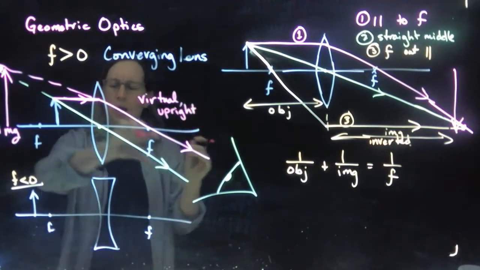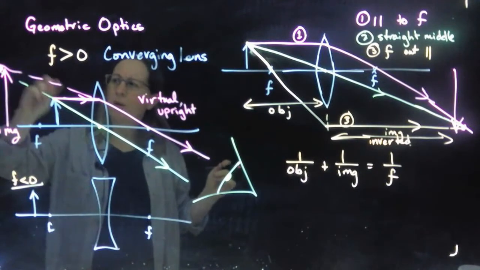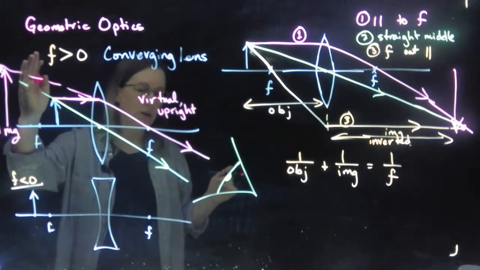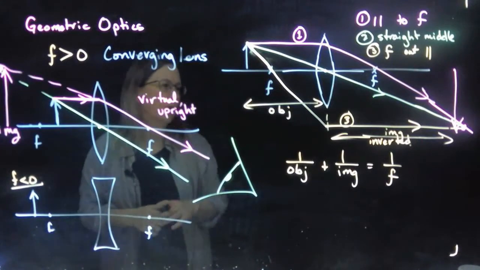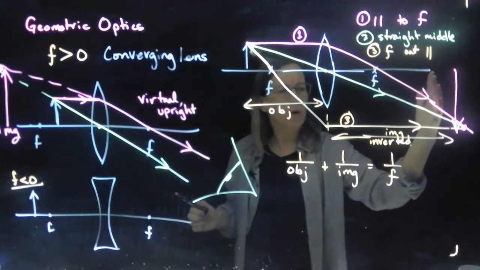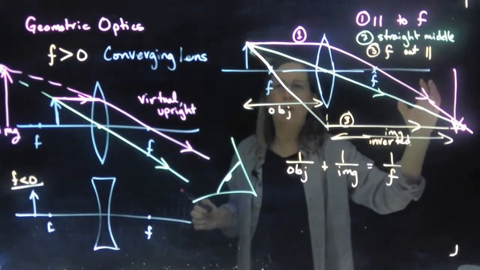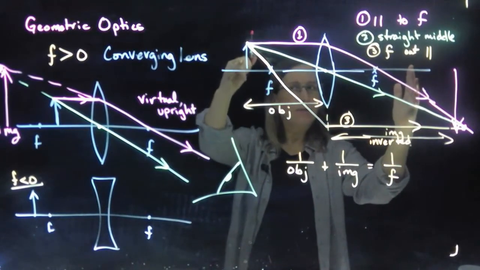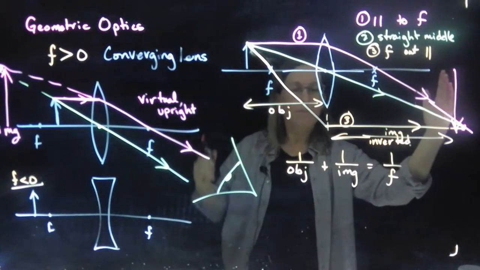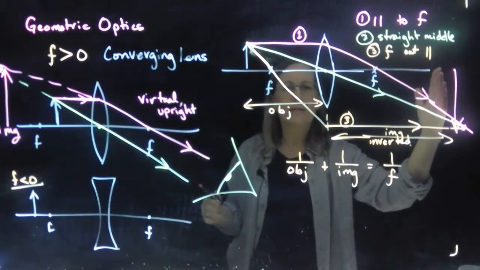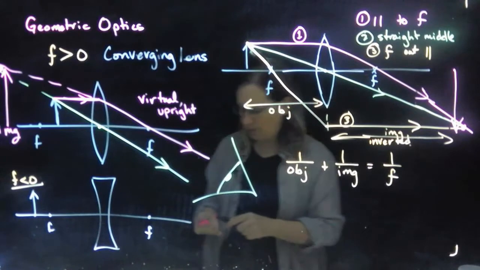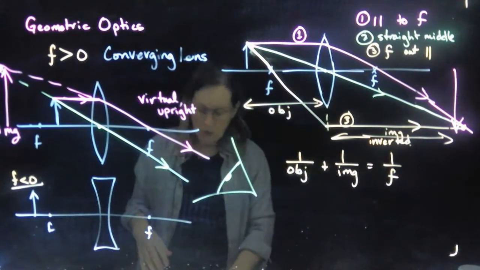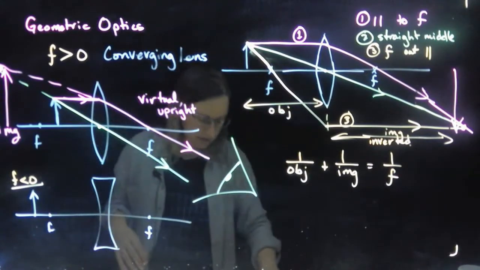This is where my eye thinks those beams came from, but if I put a card right here, it's not going to be there. Whereas when I'm over here, if I put a card right here, I'll interrupt the light, and it's going to be a fuzzy image of this arrow, but if I keep backing it up to the point where it's in focus, then I'll get a nice sharp image. Okay?